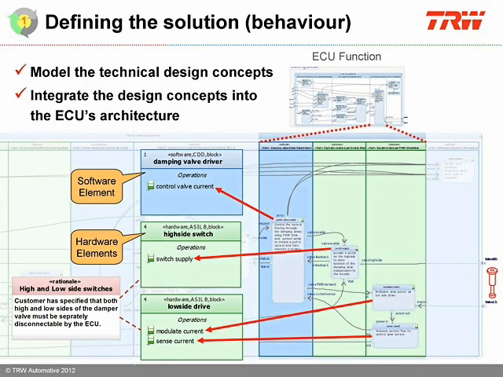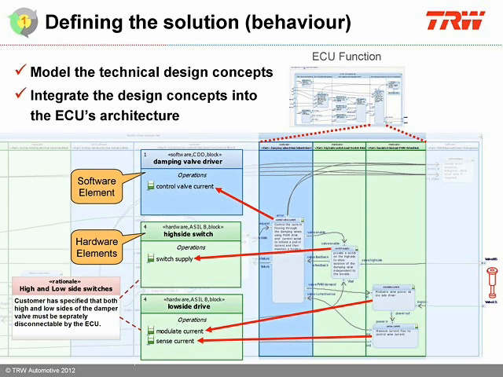The technical design concepts are formalized by modeling them in the physical architecture using activity diagrams. This ensures the concepts are understood correctly by the ECU architect. It provides a clear definition of the concepts for all parties involved and facilitates the mapping of the concepts to hardware and software elements within the architecture.